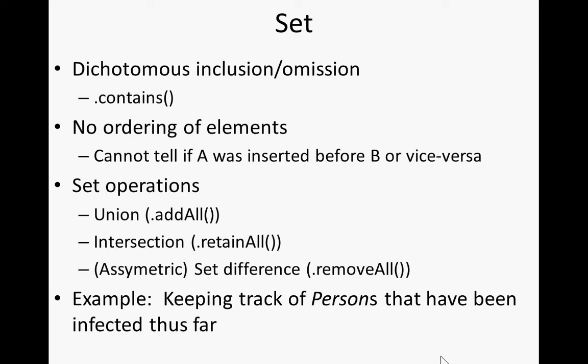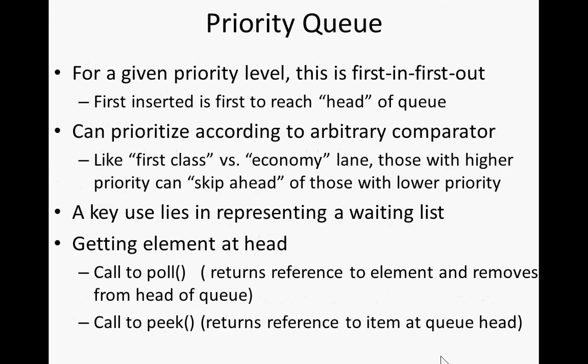Whereas this is definitely defined at an instance: if you have a particular set, you can call dot contains and you pass it an element that you want to test. Does it contain a person? Does it contain this time? Does it contain this location? And it can look that up. Union, intersection. Okay, priority queue.